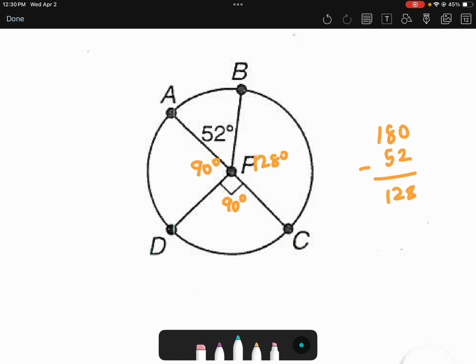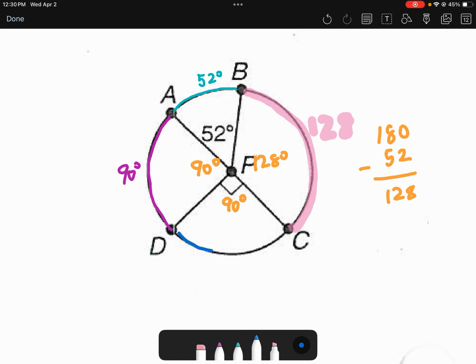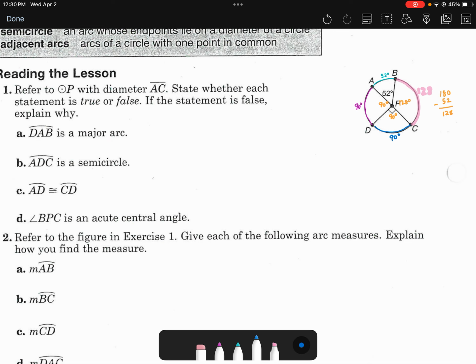Okay, now the same thing happens with your arcs. So I'll put some arcs on here. Those arcs have the same measure as those central angles. So on and so forth. I think you get the idea. At least I hope you do at this point. And let's try some blue. Okay, so that's what we know.